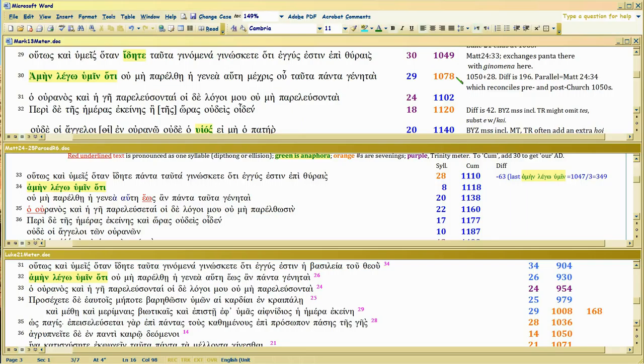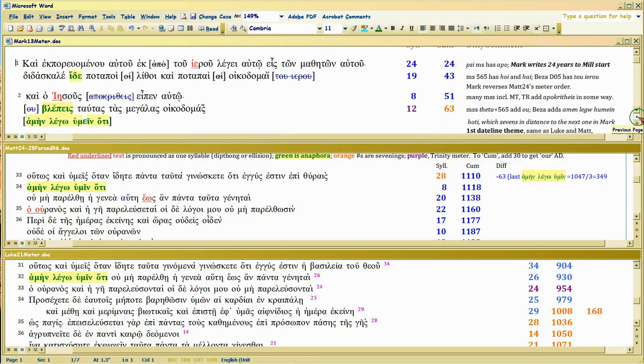Okay? The previous Amen Lego Humin, as you might remember, started at 63. It's real important because that tells you how he's playing on the other two Gospels. See, here's 63. So this is actually the 64th syllable. And why is he doing that?